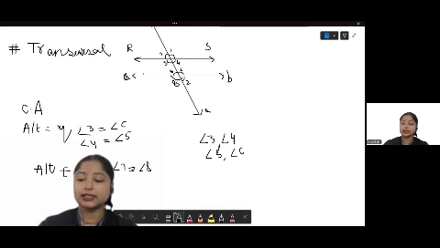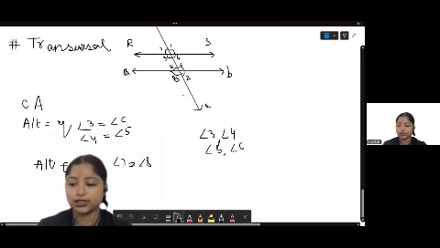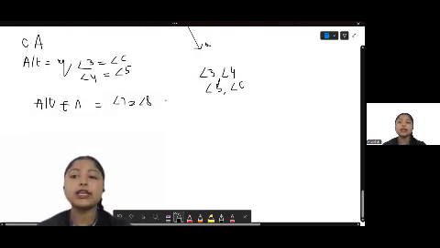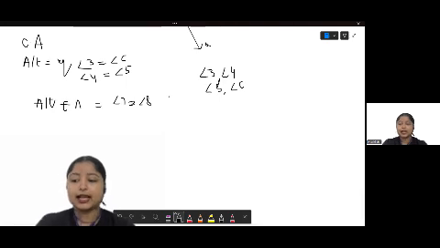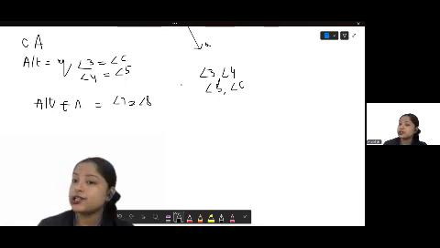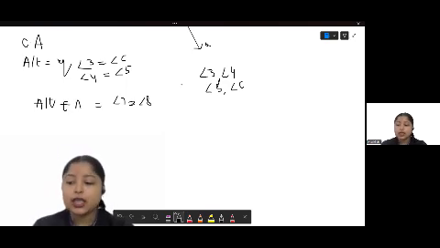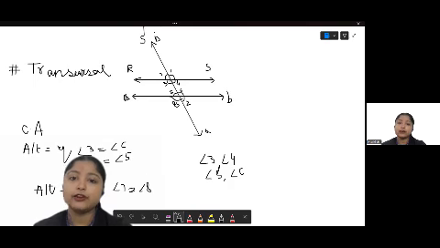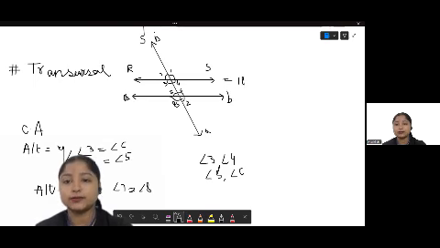So these were the angles that are made by a transversal. Now, what are the properties of it? Remember always that corresponding angles are always equal. Alternate interior angles are also always equal. Alternate exterior angles are also always equal, and co-interior angles are supplementary. Co-interior angles are supplementary means, for example, angle 3 and 4 are supplementary. That means they should make a total of 180 degrees.